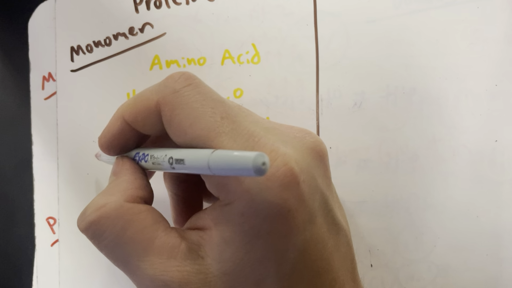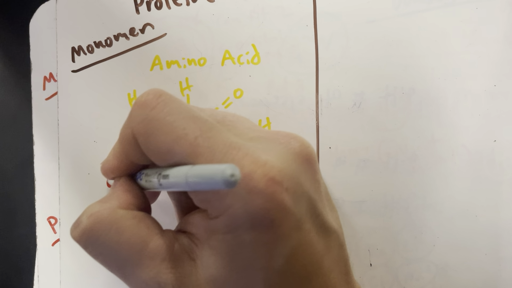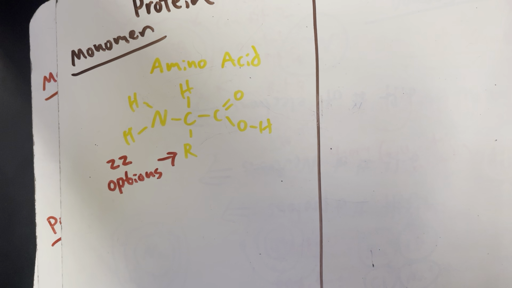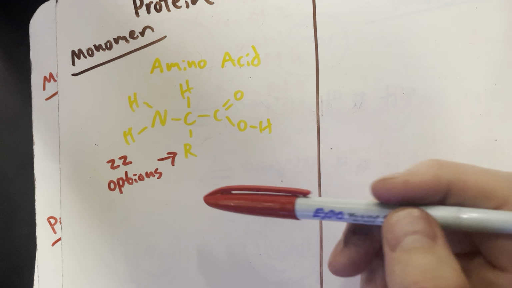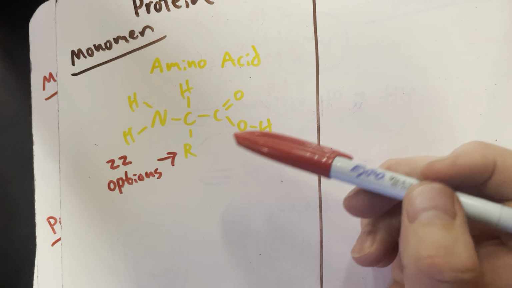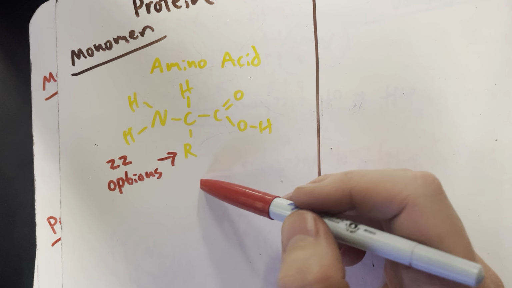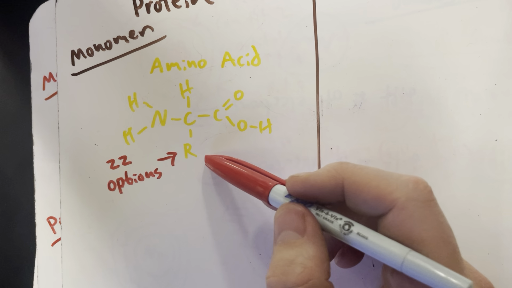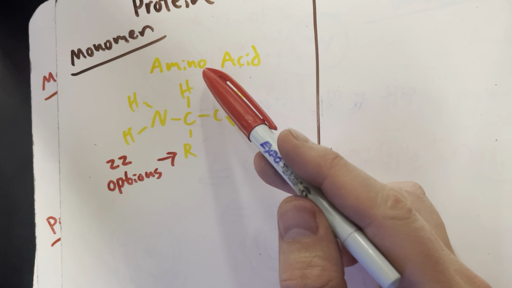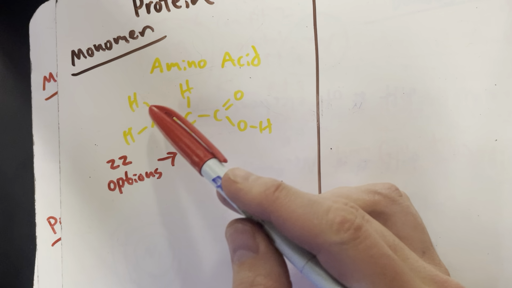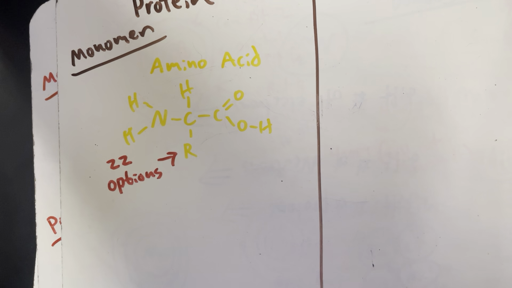There are 22 different options that R could be. It could be something simple like a hydrogen. It could be other elements. It could be a weird chain or a ring or something like that. There are 22 different amino acids, and they all just have a different thing right here. Everything else about the amino acids is the same.